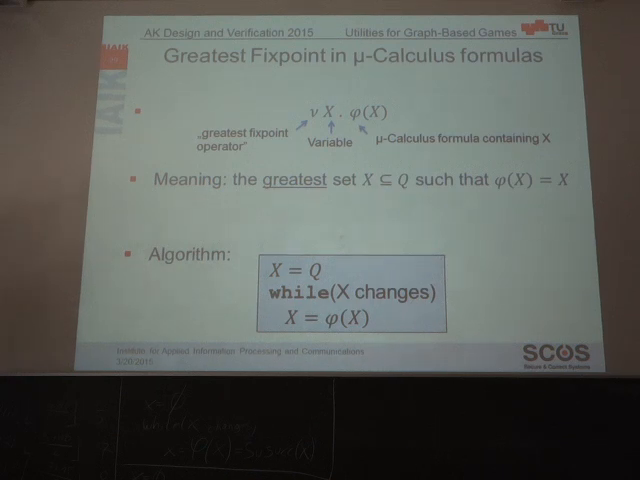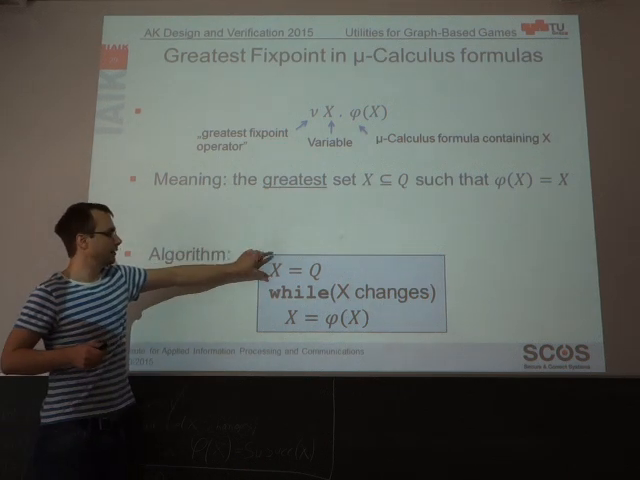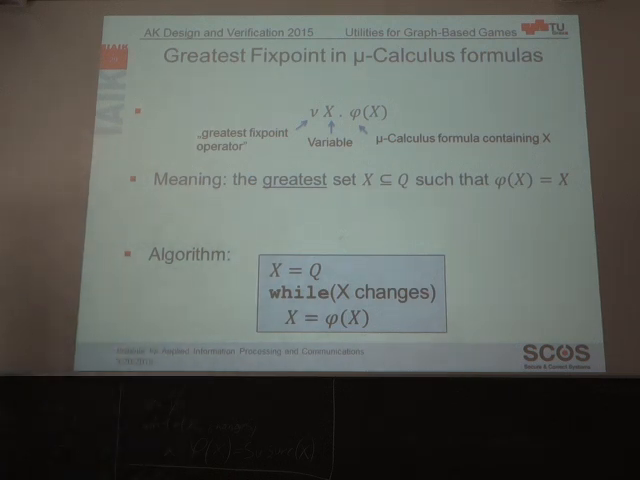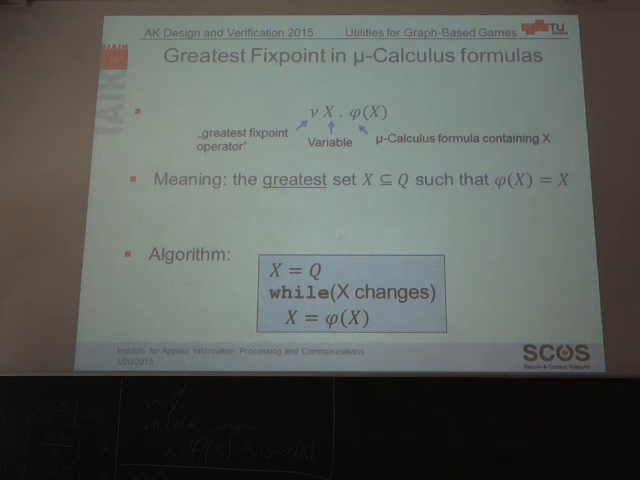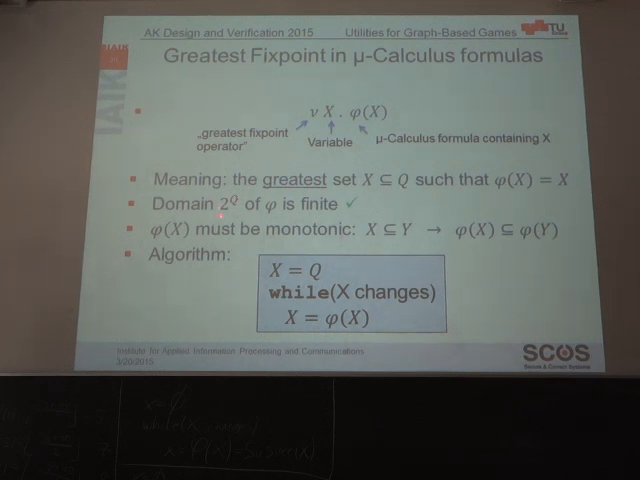The algorithm to compute a greatest fixed point changes slightly. Previously, we started with the smallest possible element and had elements getting larger and larger until we hit the fixed point. Now, we start with the largest possible elements, and the elements are getting smaller and smaller until we hit the fixed point. But essentially, the algorithm, other than that, stays exactly the same. And also our assumptions basically stay the same. Again, the domain needs to be finite, and again, this function phi needs to be monotonic.